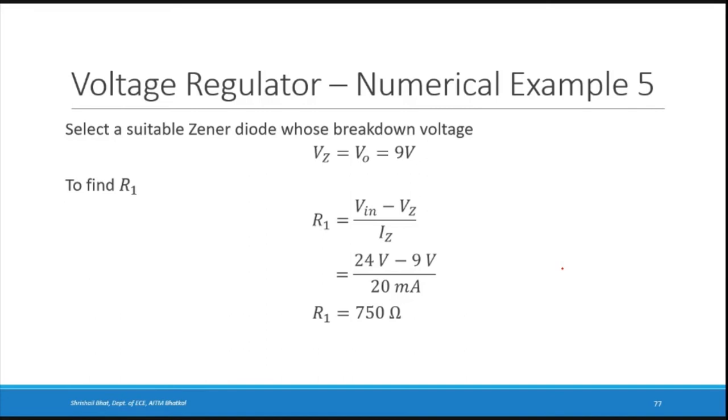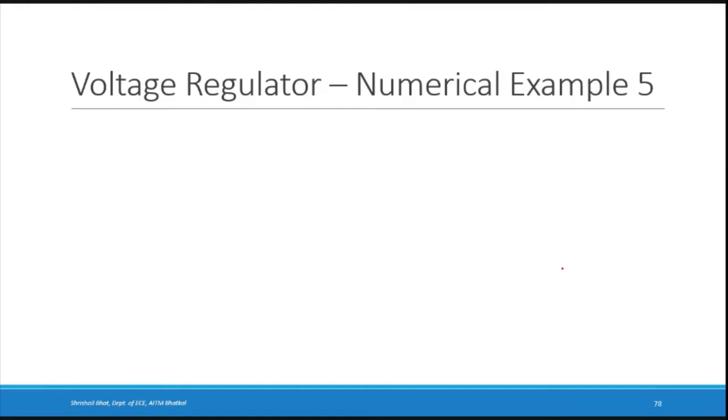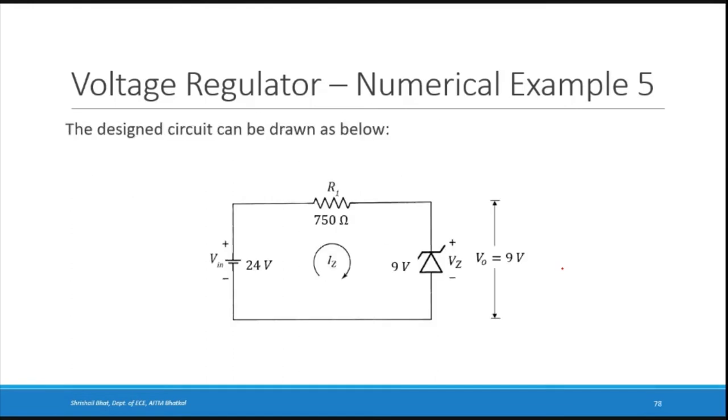We'll get 750 ohms, right? Once you get this value, to complete the design, you have to draw the circuit and put all the components in the circuit. Mark all the components in the circuit, right? The design circuit you have to draw. The design circuit is like this.